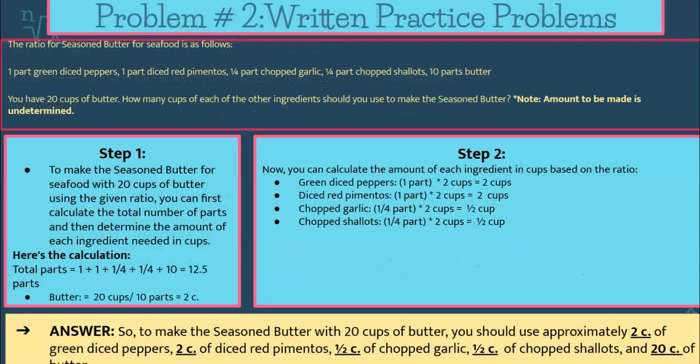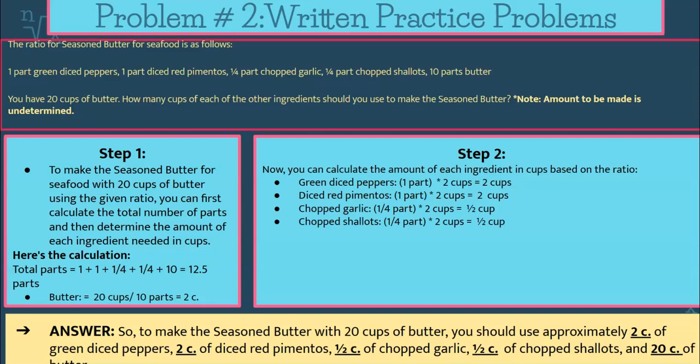All right, so in this scenario, the amount to be made is undetermined. It does tell you that you have 20 total cups of butter, and it's asking how many cups of the other ingredients you need to make the seasoned butter. Then it gives you all of your parts: 1 part green pepper, 1 part red pimentos, 1/4 part chopped garlic, 1/4 part chopped shallots. Again, you're going to add up your total parts. You have 12.5 total parts for your ratio.